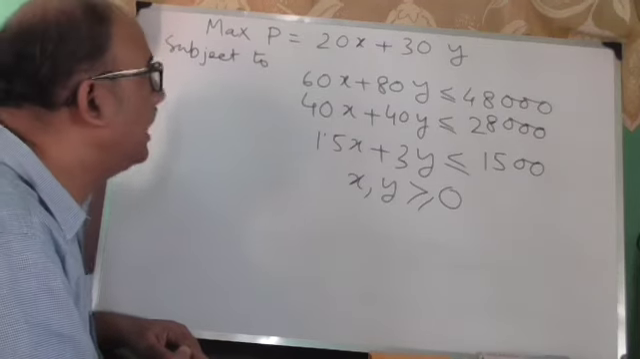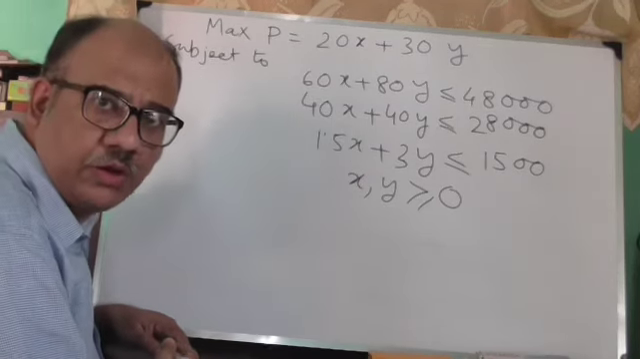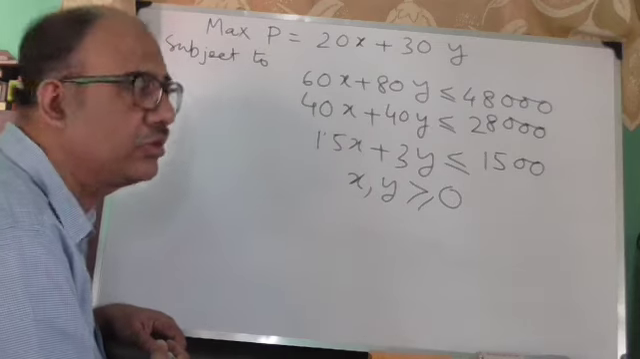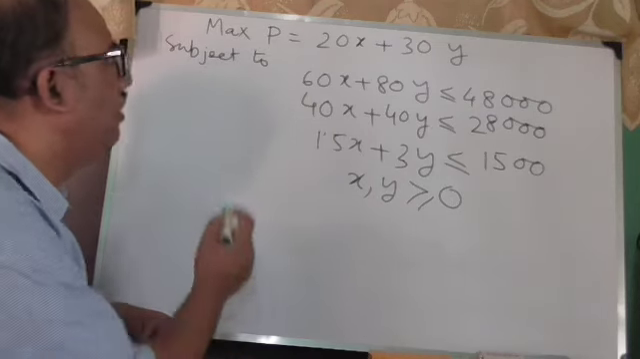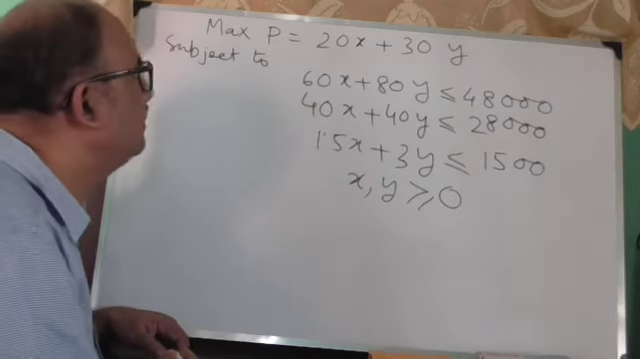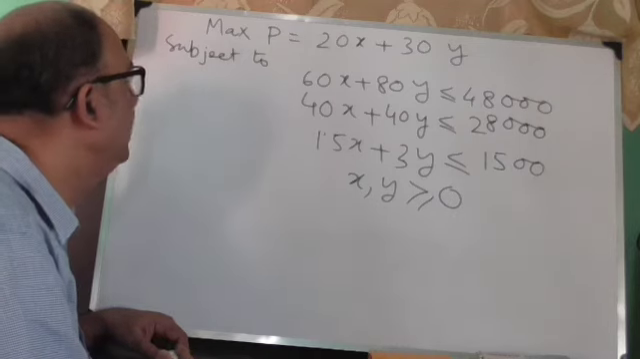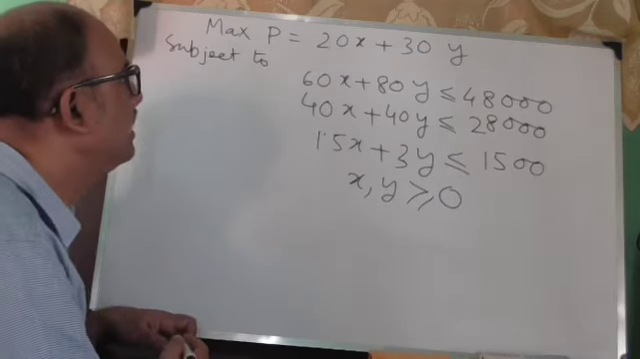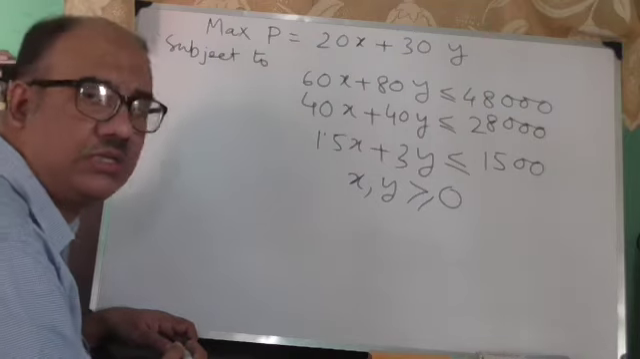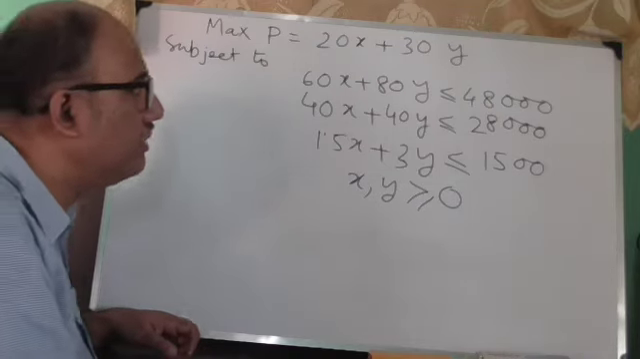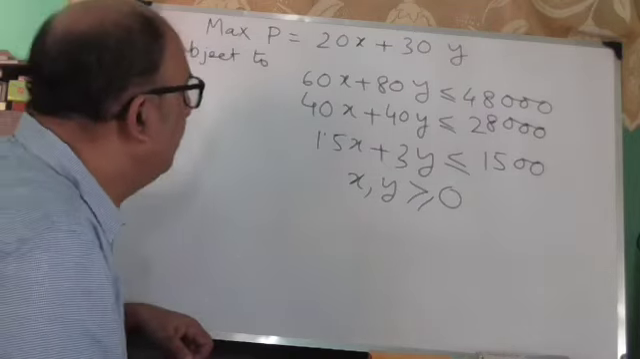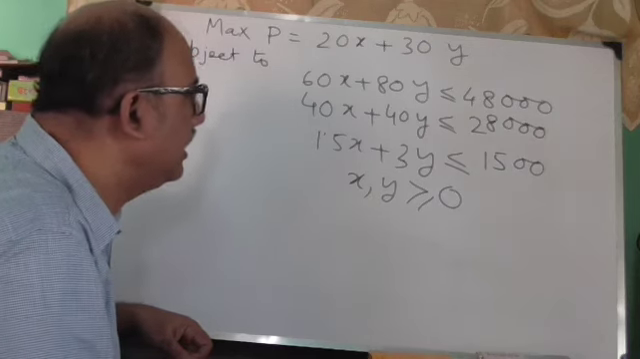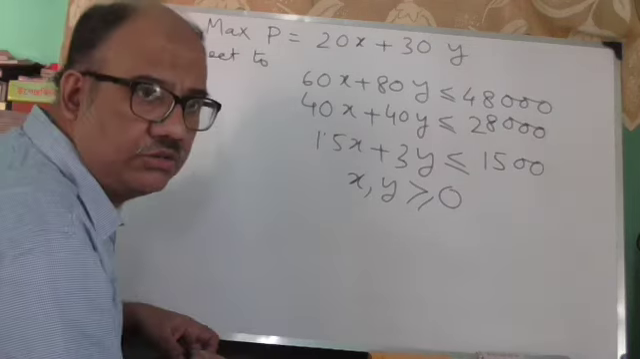Okay, now we will start solving this problem. We have already seen how to formulate the linear programming problem, and we have already obtained the objective function as max P equals 20x plus 30y, subject to the three constraints, that is 60x plus 80y is less than or equal to 48,000, 40x plus 40y is less than or equal to 28,000, and 1.5x plus 3y is less than or equal to 1500, and x, y is greater than or equal to 0.